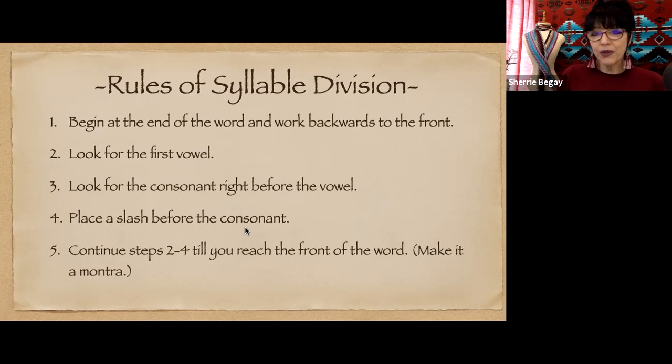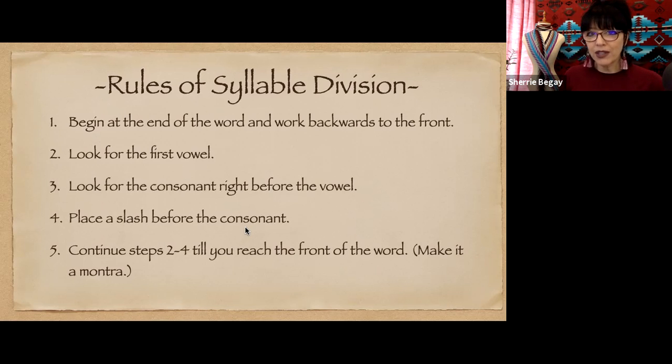Rule number two is that you're going to look for the first vowel that you come to on your way to the front of the word. The next rule, rule number three, is you're going to look for the consonant in front of that vowel. And then rule number four is put a slash in front of the consonant. And then rule five is just repeat steps 2 through 4 until you get to the front of the word.